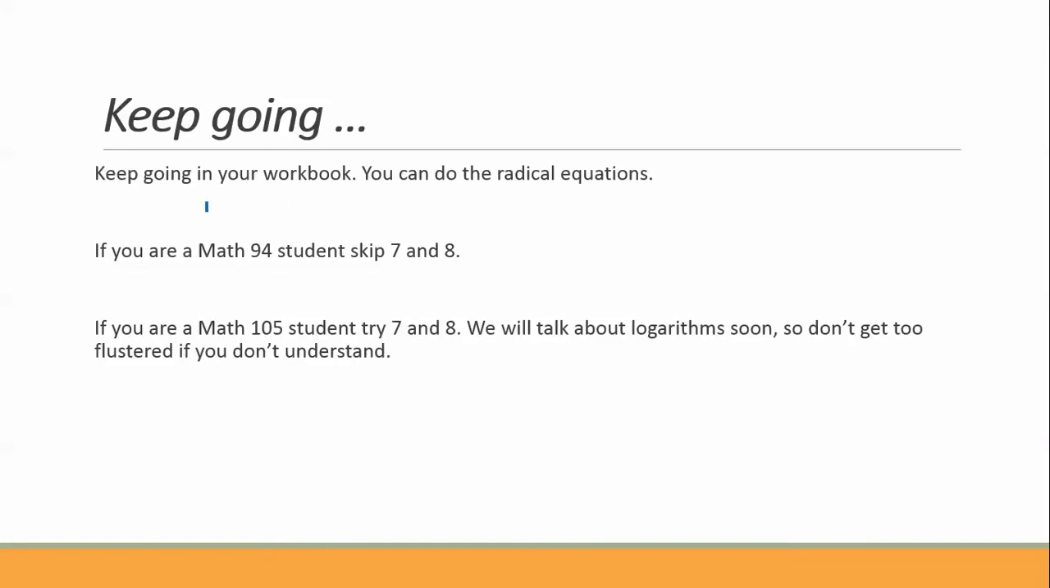Just keep going in your workbook. You can do the radical equations. Just plug the numbers in and see if both sides are equal. If you're in Math 94, skip 7 and 8. If you're in Math 105, try 7 and 8. We will talk about logarithms soon, so don't get too flustered when you try them.